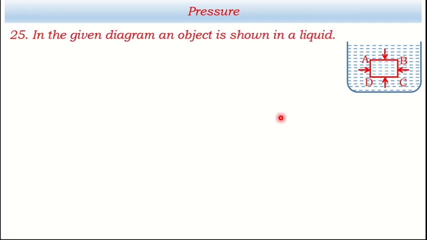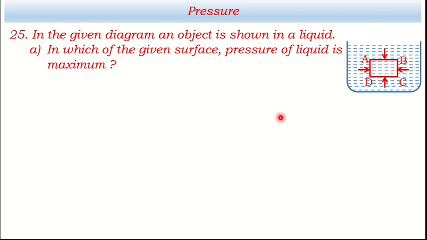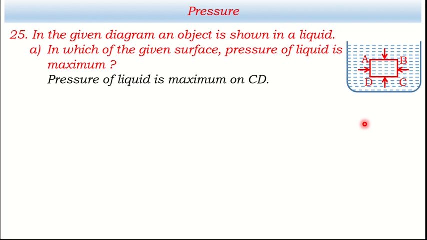In the given diagram, an object is shown in the liquid. And the question is, on which of the given surfaces is the pressure of liquid maximum? We know that it is on CD because it lies at greater depth. That's why the pressure of liquid is maximum on CD.